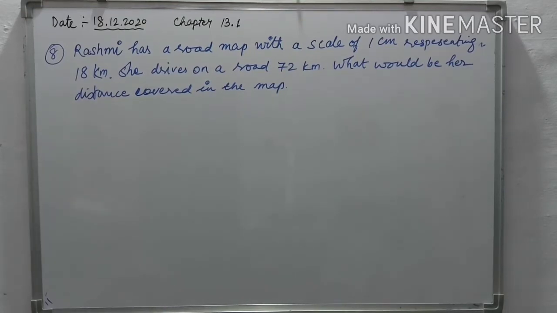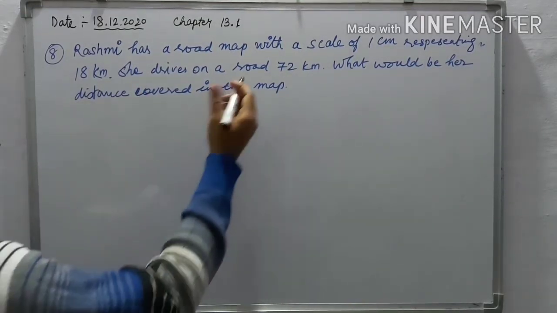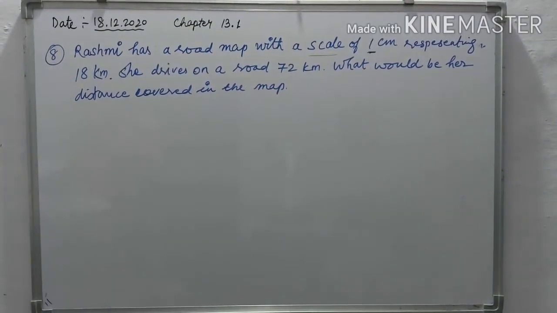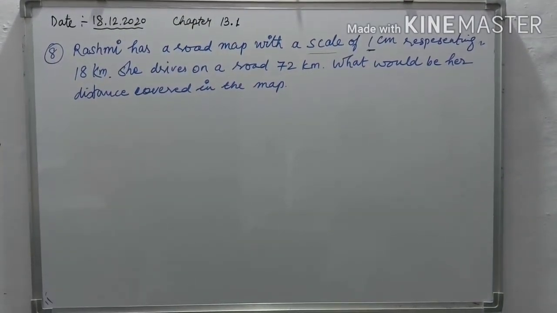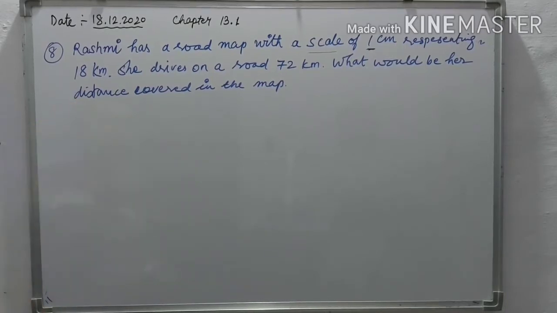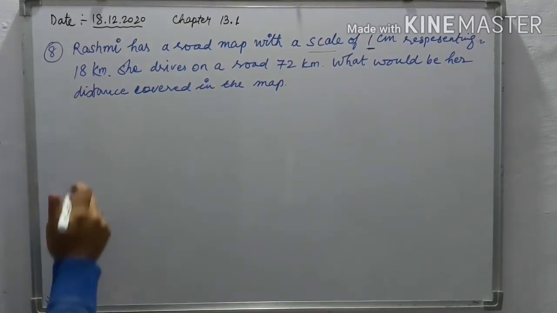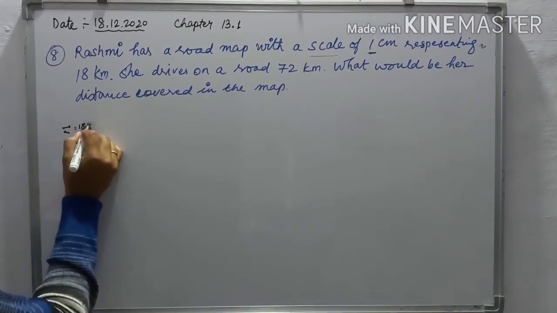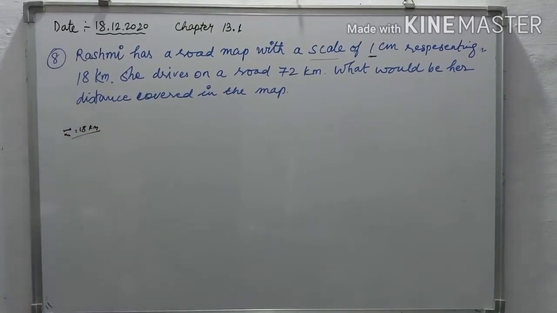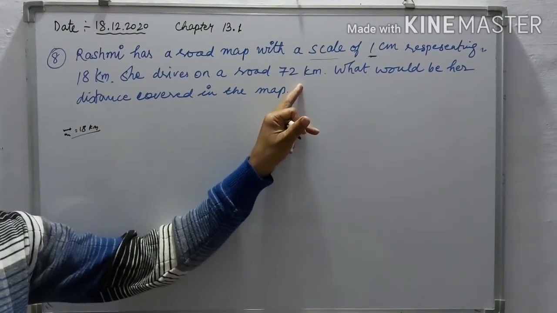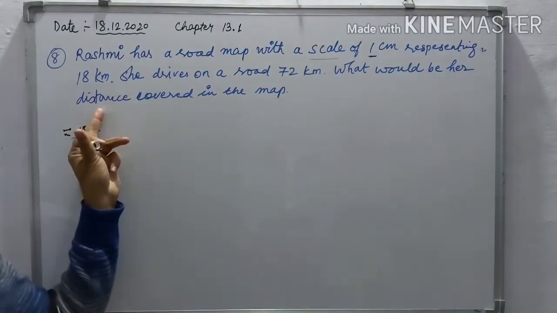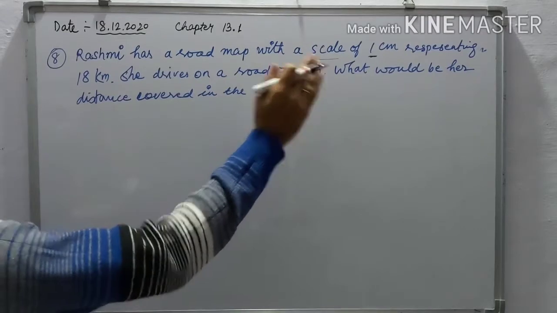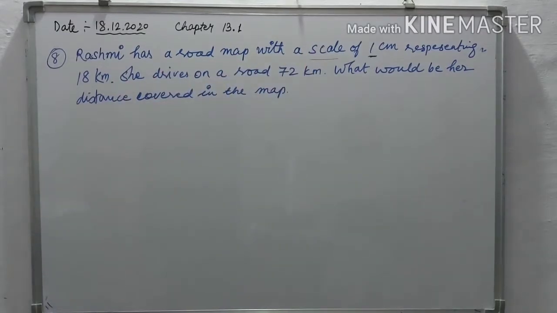Question number 8 is: Rashmi has a road map with the scale of 1 centimeter representing 18 kilometers. On the map, 1 centimeter is equal to 18 kilometers, and she drives 72 kilometers. So what distance would she cover on the map? On the map, 1 centimeter is equal to 18 kilometers.